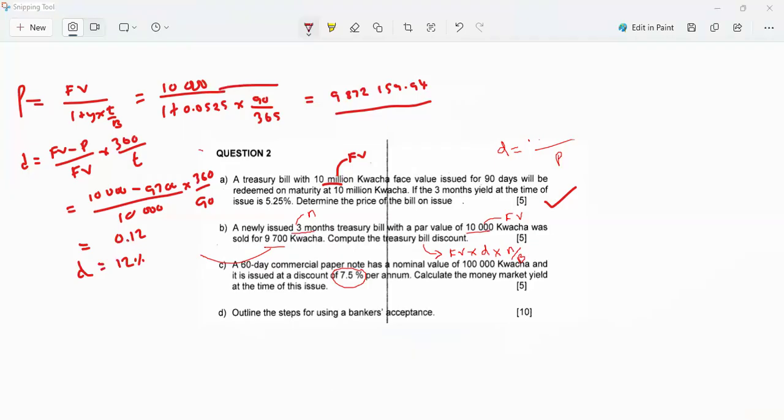So we now need to calculate the discount value. The treasury bill discount, it actually asks for a discount. The discount value is simply the difference between the par value and the selling price, which is 10,000 minus 9,700, which is 300. That's the discount value. Treasury bill discount is given by that. Okay. Are we together?